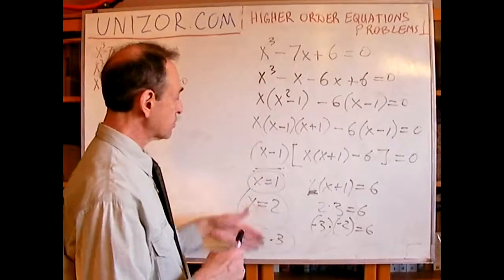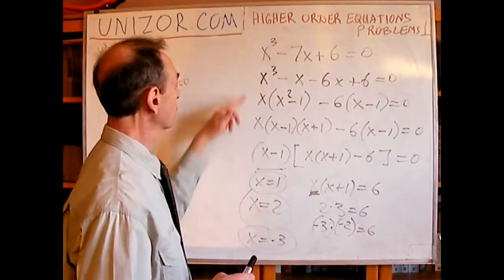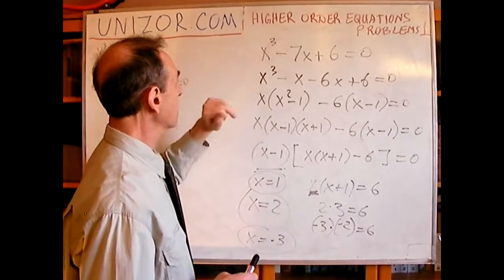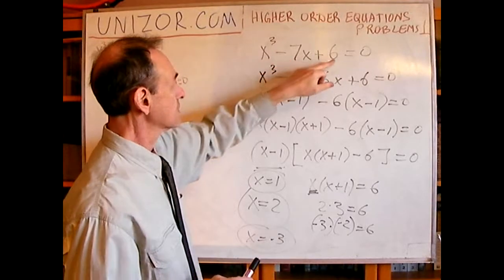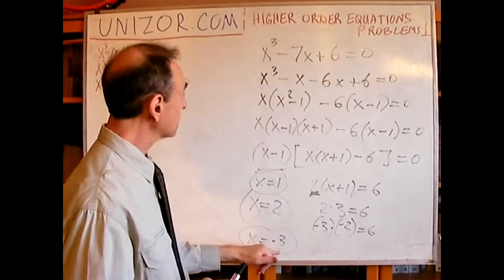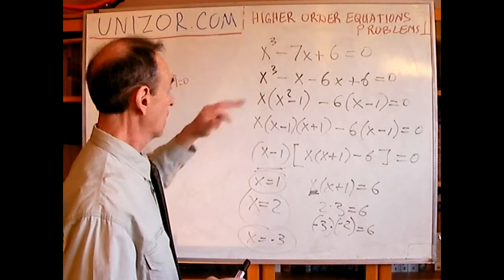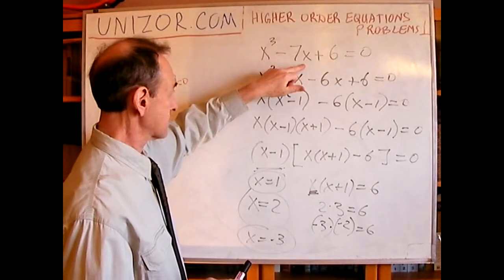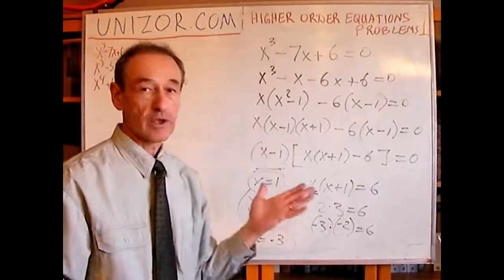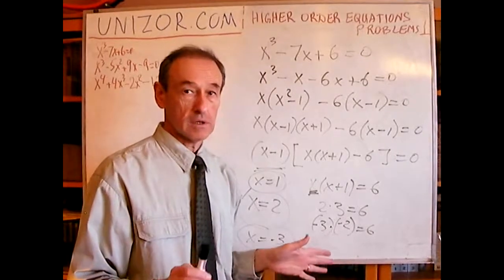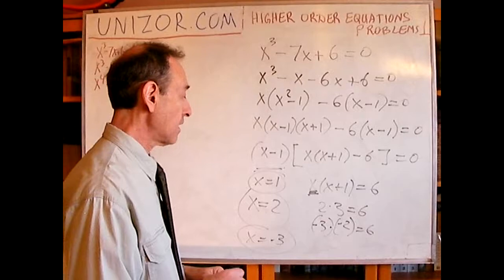All right, so let's check it out. 1: 1 minus 7 plus 6 is correct. Now 2. 2 to the power of 3 is 8 minus 14, it's minus 6 plus 6, 0. Good. Minus 3. Minus 3 cubed is minus 27. This is plus 21, so it's minus 6, plus 6 is equal to 0. So all 3 are good. There are no more than 3 solutions, because this is an equation of the third degree. So basically I found everything.